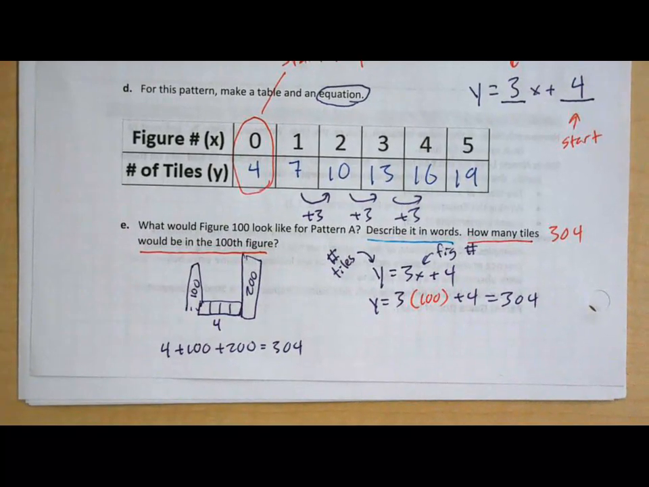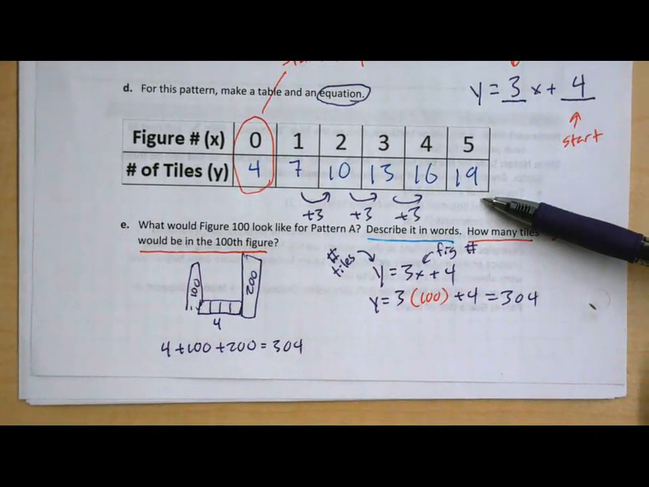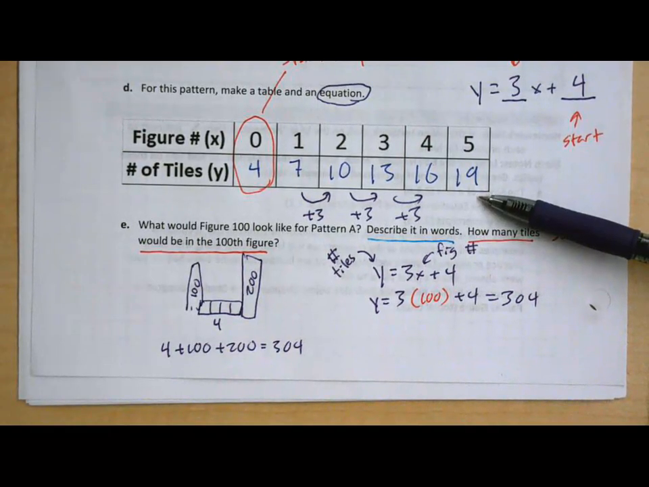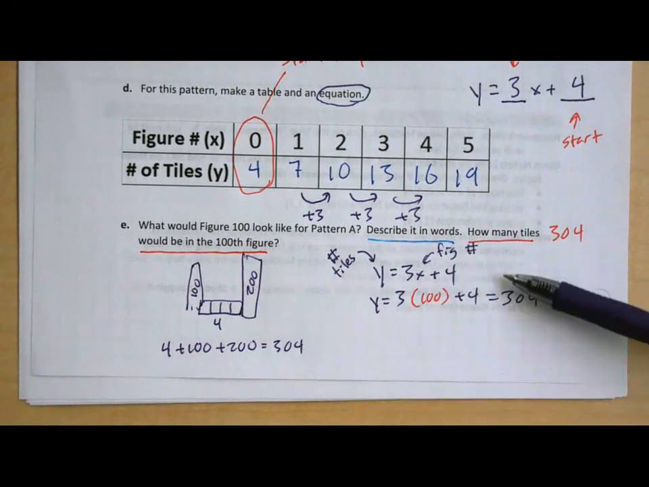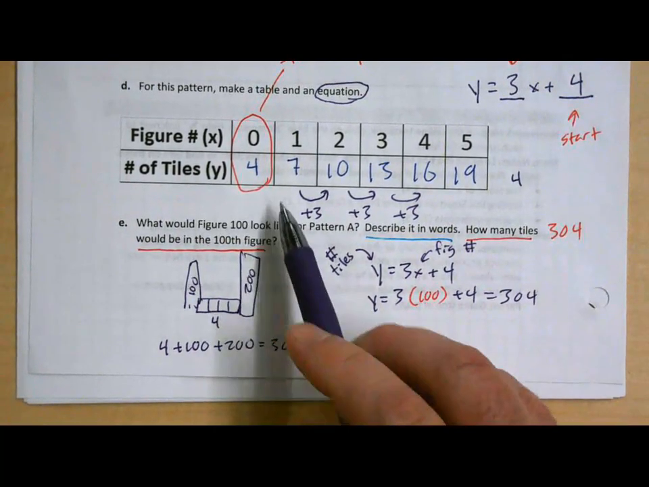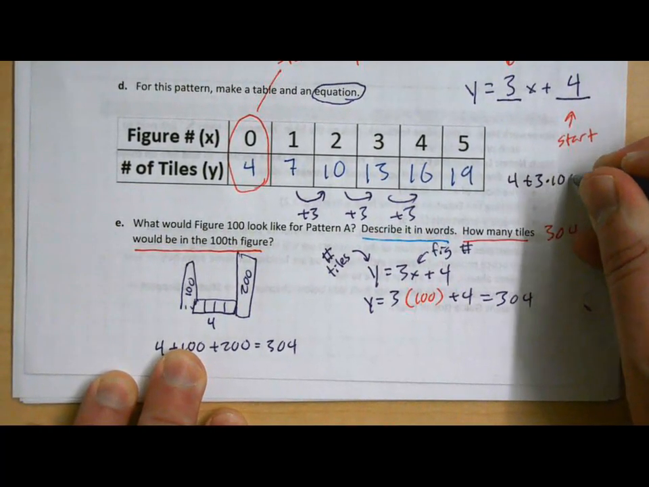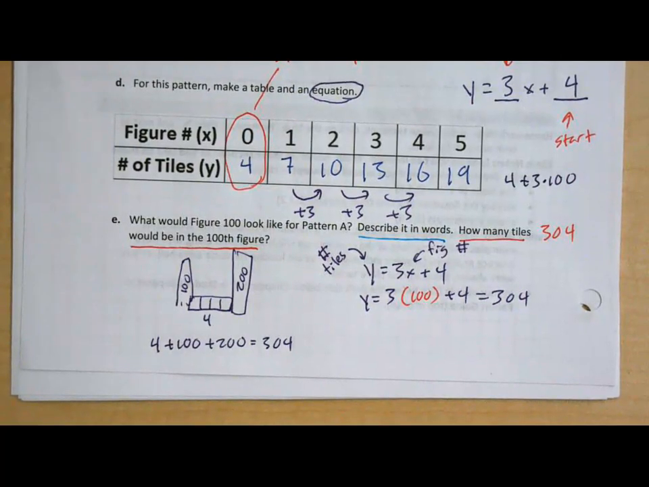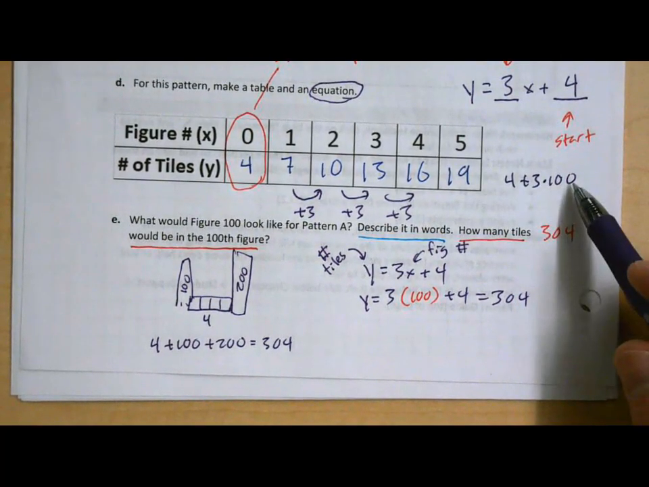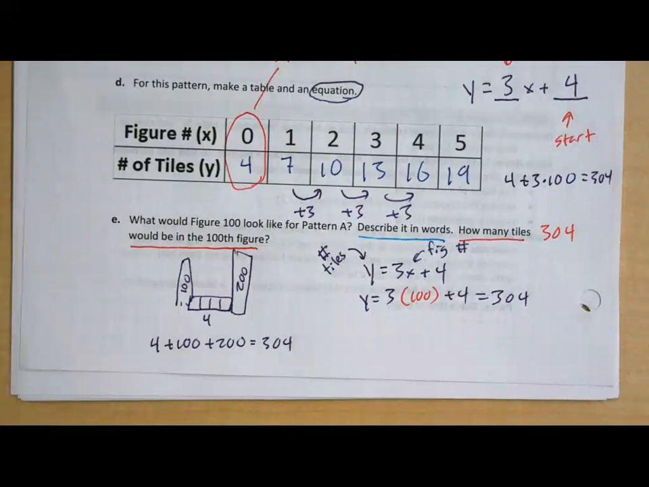Anybody come up with a way to use the table to come up with that number, 304? This one is maybe a little bit not as clear as these two, but here's how I would look at the table. I'd say we're starting with 4, and every time I go up, I add another 3. So I'm going to add 3, but I'm going to do that 100 times. So I'm going to start with 4, and I'm going to add 3 times 100, and that would also get me 304. So that's how we could kind of think through it with the table.